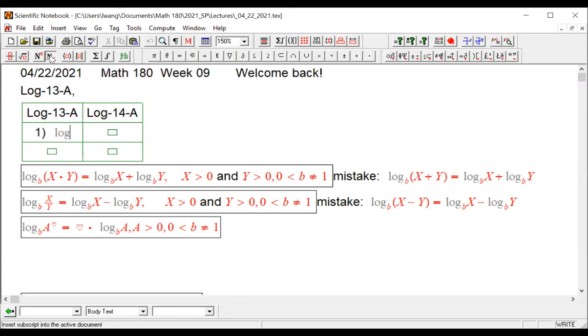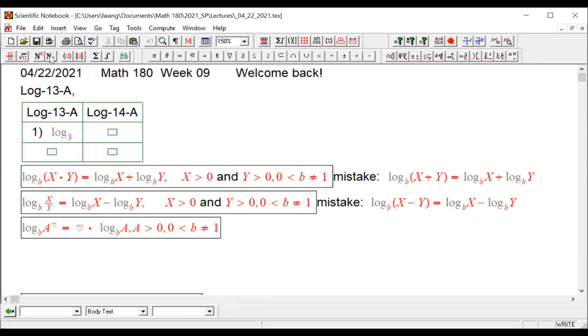Log base 3 of 8x. And I will choose one from 14a. Okay, which is, I'm also going to choose number one, which is going to be log base 4 of 6 plus 2 times log base 4 of 7.